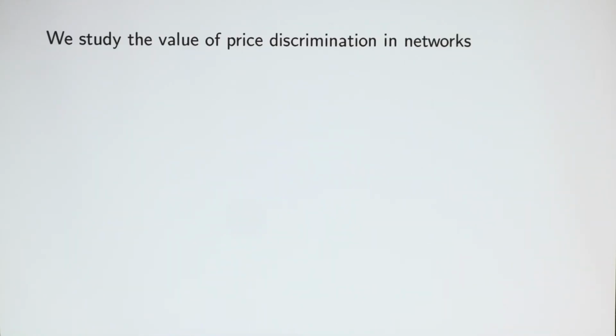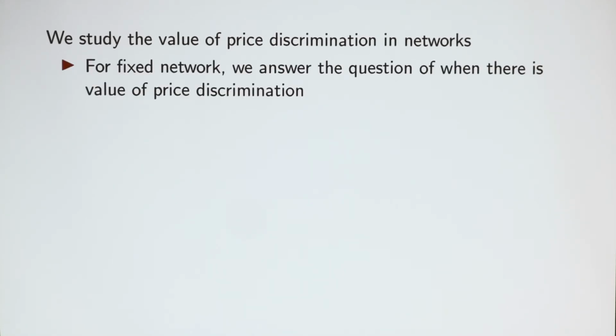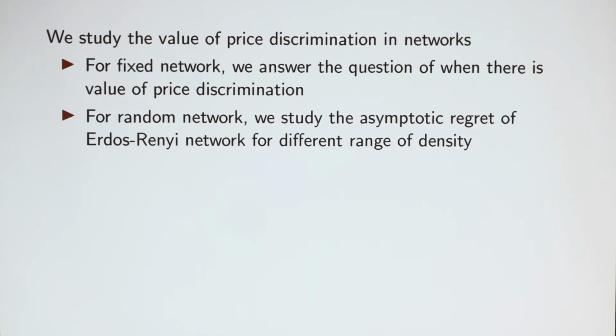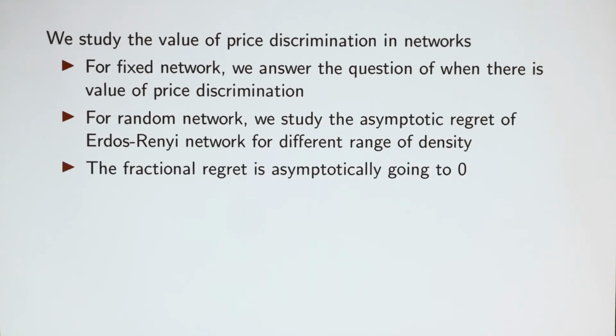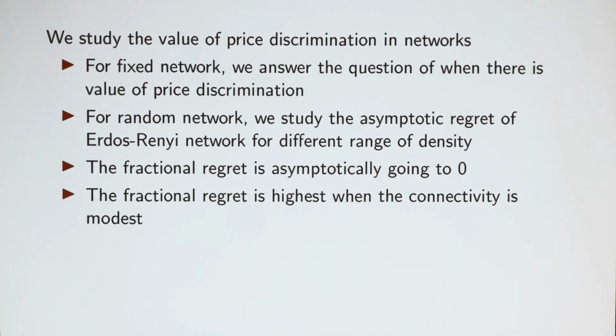Okay, in conclusion, we study the value of price discrimination in networks. For fixed network or deterministic network, we quantify the value of price discrimination and give the characterization of the sufficient and necessary condition on whether or not the network will have value of price discrimination. For random network, we study the asymptotic regrets for Erdős–Rényi graphs under different ranges of network density, and we show that the fractional regret is asymptotically vanishing. Also, the fractional regret is the highest when the connectivity is modest.